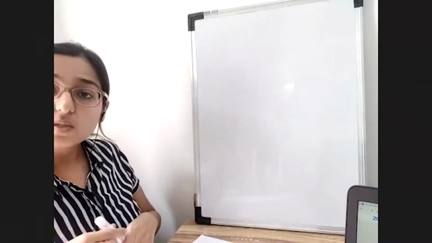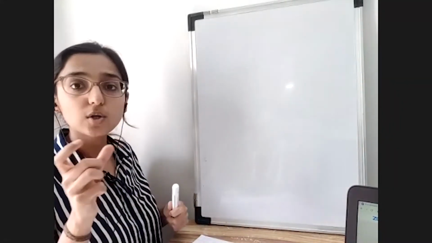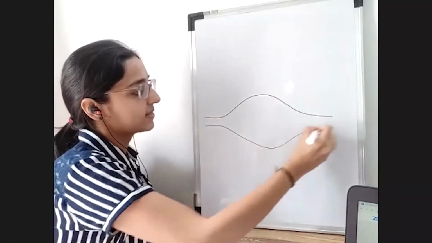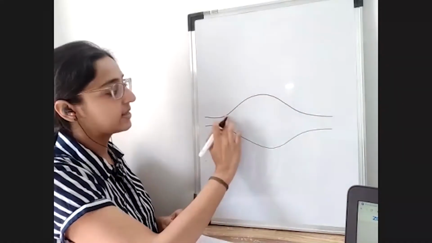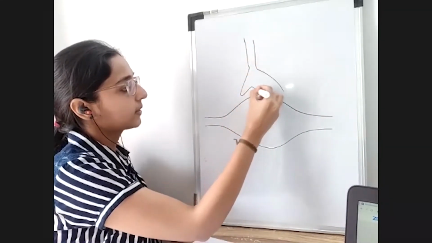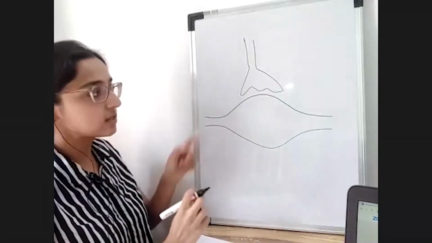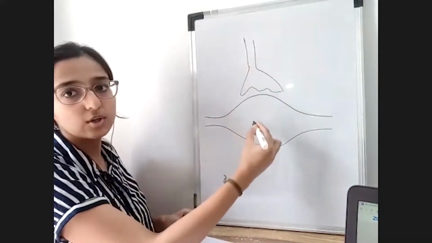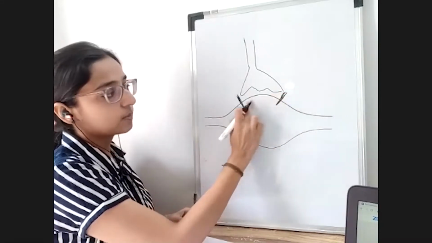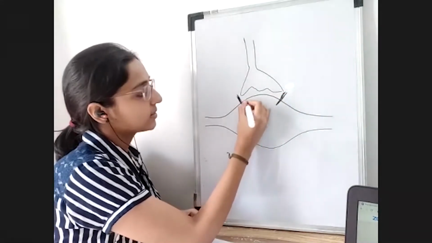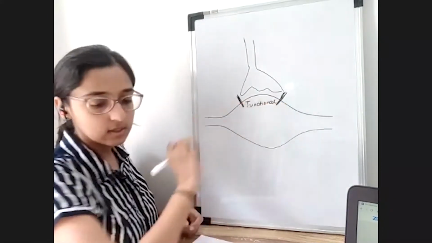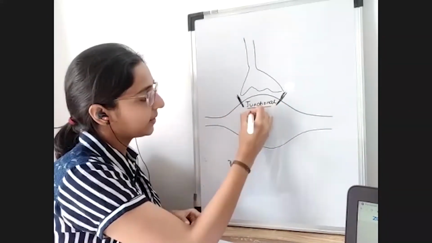So first we need to understand the parts of the muscle membrane. If this is a muscle cell, and this is the muscle membrane, and here we have, suppose, a nerve ending which has come and is forming the neuromuscular junction, this portion of the neuromuscular junction is known as the junctional or the end plate region.